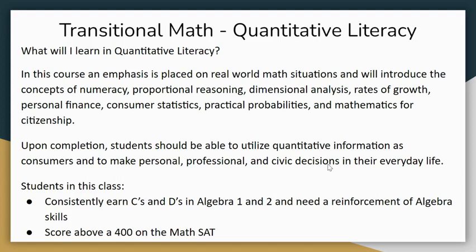Upon completion, students should be able to utilize quantitative information as consumers and to make personal, professional, and civic decisions in their everyday life. Students in this class have consistently earned C's and D's in Algebra 1 and Algebra 2 and need a reinforcement of algebra skills. Also, students in this class scored above a 400 on the math portion of the SAT.